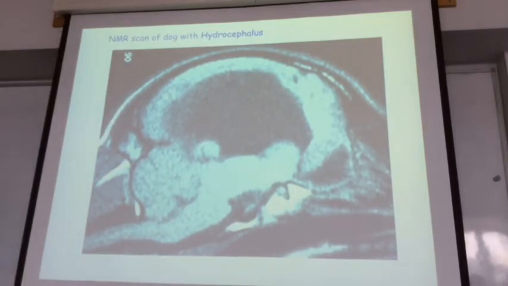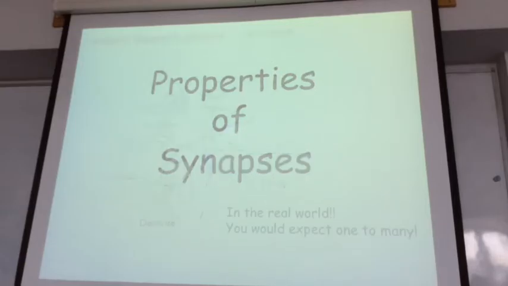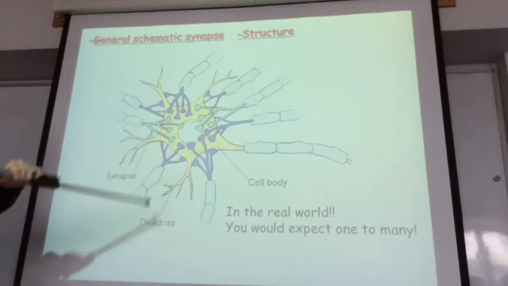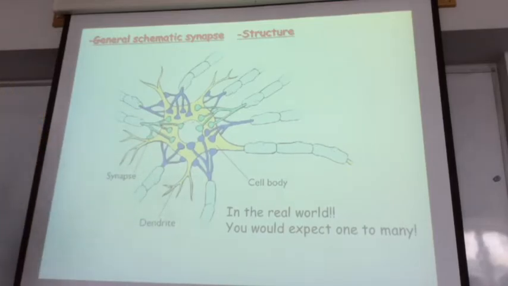Properties of synapses. So in the real world, you tend to typically show a synapse like an input neuron and an output neuron, a neuron coming in and a neuron going out from the synapse. But in the real world, you have hundreds, if not thousands, of synapses on a single neuron. That's why animals are so clever, because there's an enormous amount of this stuff going on.